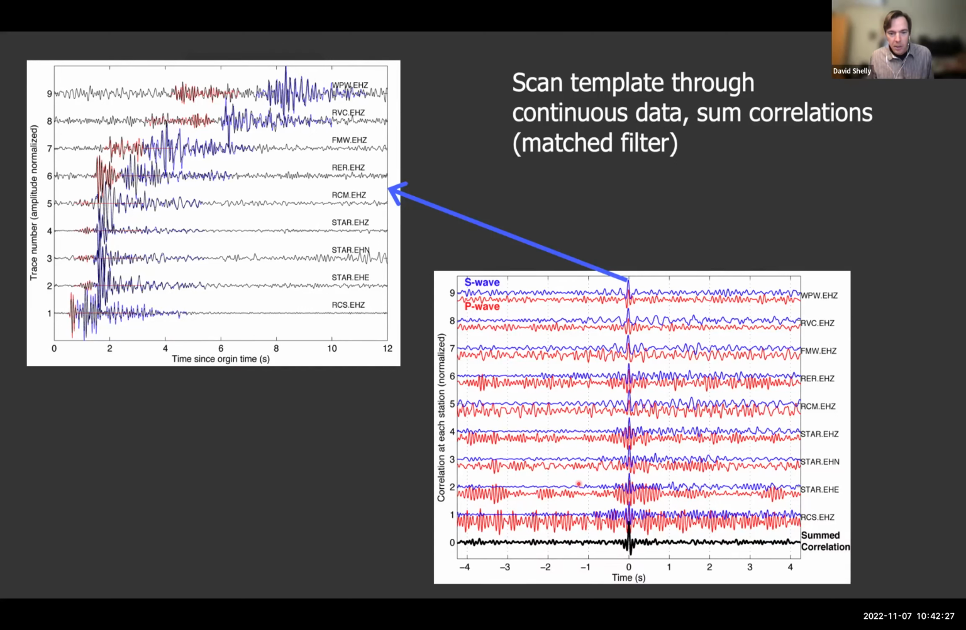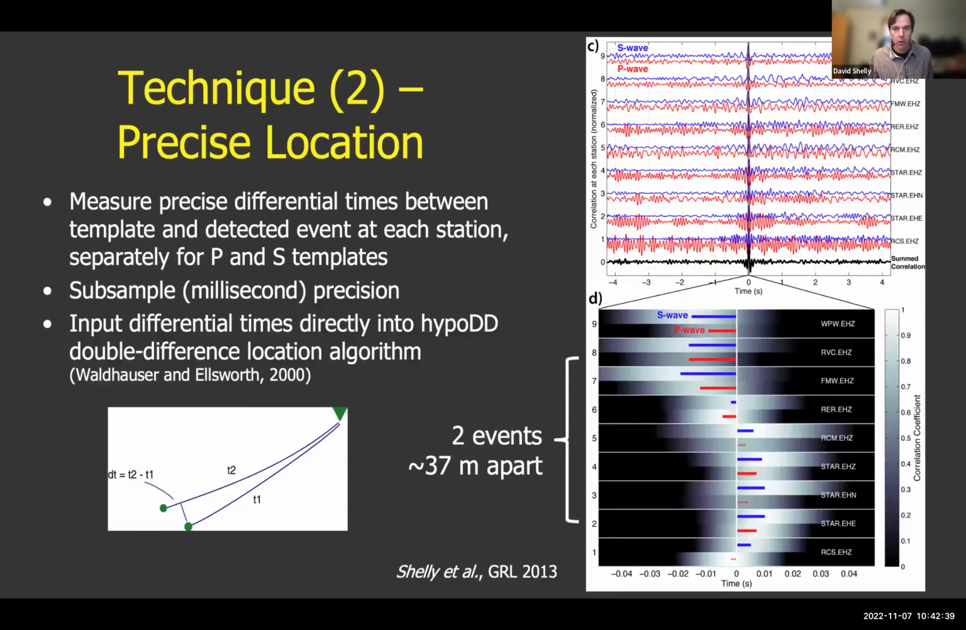And here the time scale is plus or minus 4 seconds. It looks like on this time scale that all of these peaks are lining right at 0. And if they were truly at 0, this would indicate that these two events are in exactly the same location, that the lag times, the pattern of arrivals across the whole network, is exactly the same.